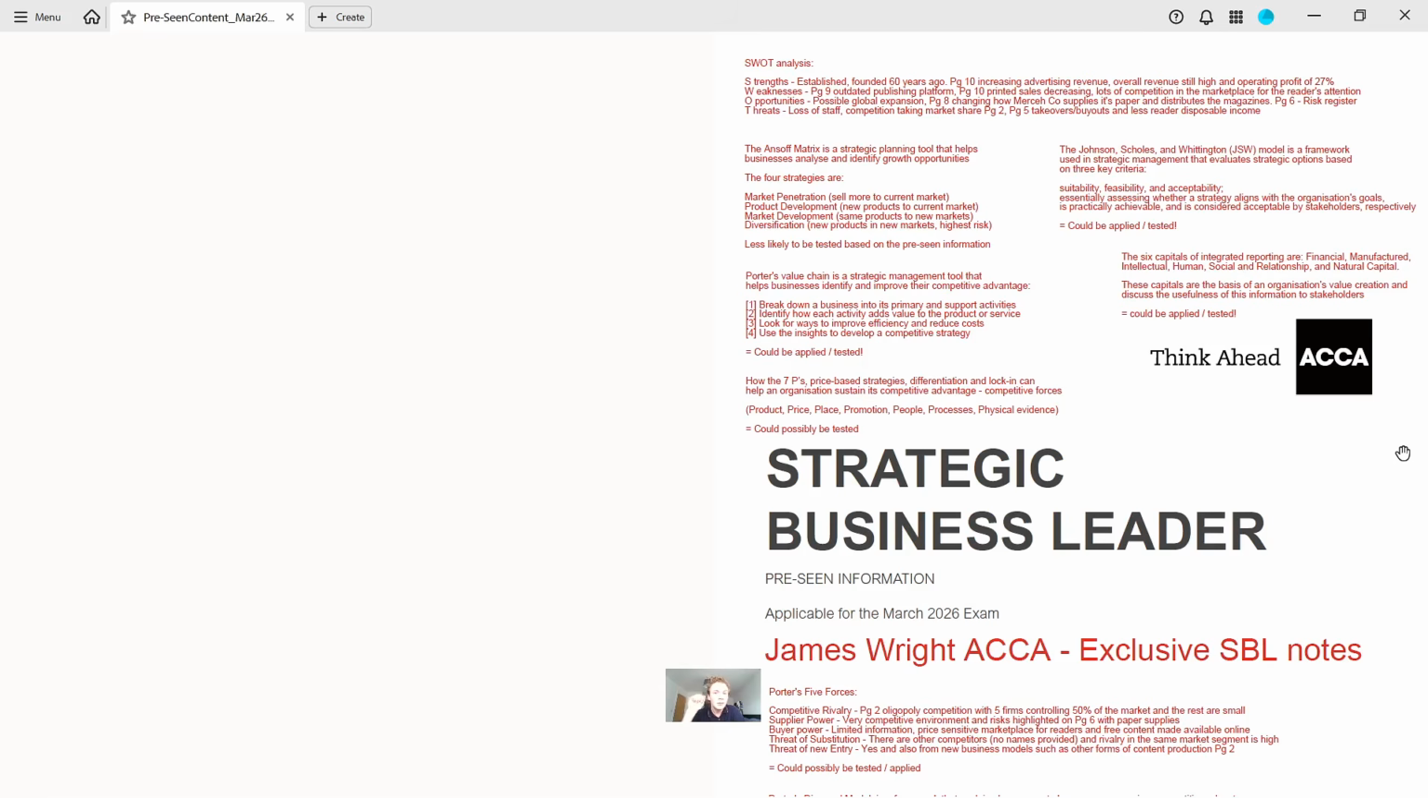Porter's value chain, again a strategic management tool, helps businesses to identify and improve their competitive advantage. If you've read through the pre-seen materials, you're definitely going to be saying, yes, James, that has potential there, especially from a value perspective. So you've got to break down the business into its primary and supporting activities, identifying where they could add value to products or services, looking at ways of improving efficiency or reducing costs, and then using insights to develop a competitive strategy.